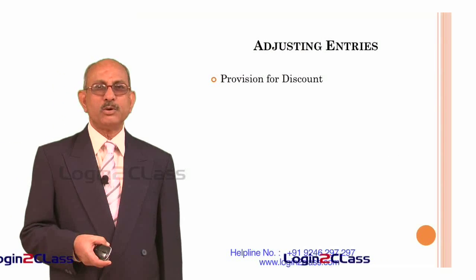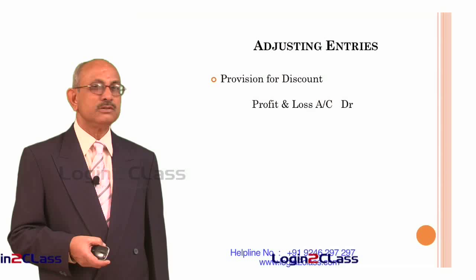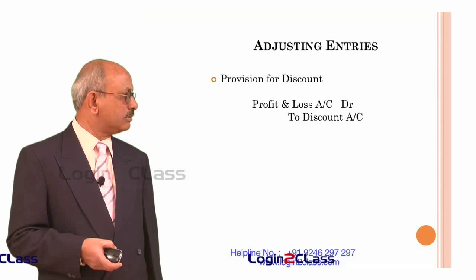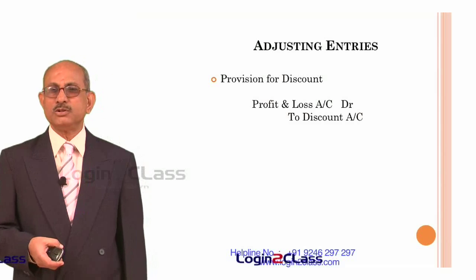And then similarly, provision has to be made for discount. So you debit profit and loss account, then credit discount account. Provision for depreciation also has to be made.